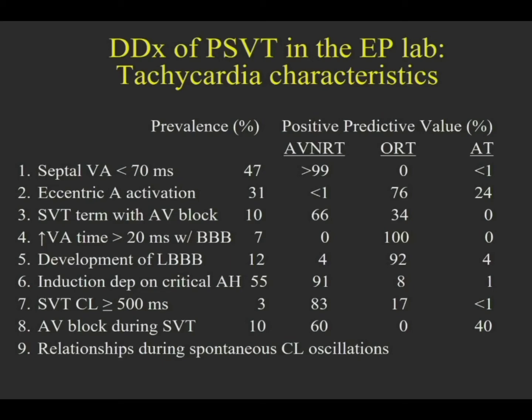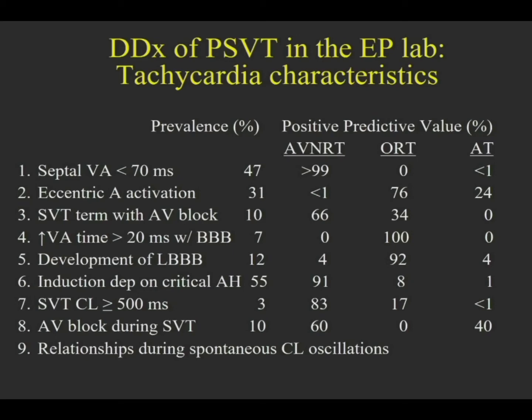If the VA time increases with a bundle branch block, that's one of the beautiful board questions. Anything that's got 100% up there, there's no controversy. And so we'll show a diagram of that, but if you have a left bundle branch block and the VA time increases by more than 20 milliseconds, that's diagnostic of AV reentry using a left-sided free wall pathway, ipsilateral block, causing an increase in the VA time.